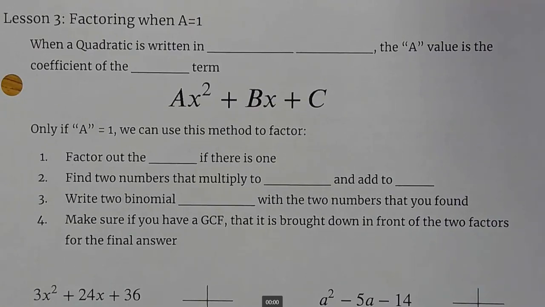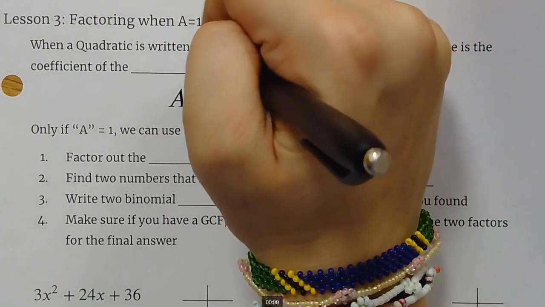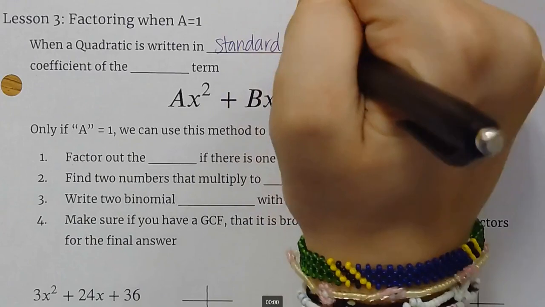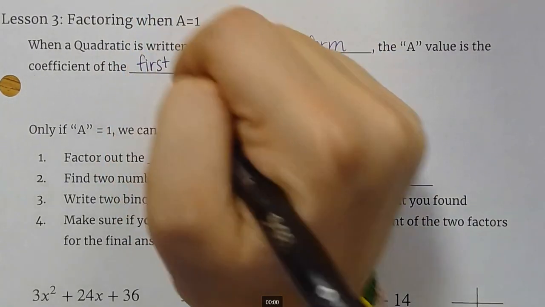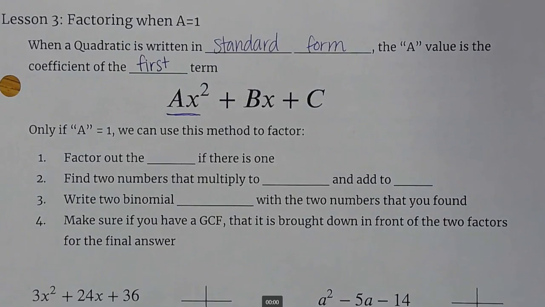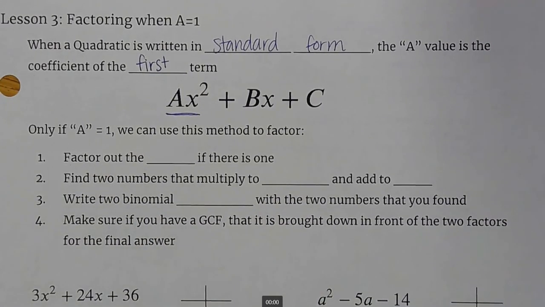So when a quadratic is written in standard form, the a value is the coefficient of the first term. So that x squared. A is the coefficient of the first term. Again, to reiterate, what we do today on this first page only works when a is 1. So only if a is 1, we can use the following method to factor.